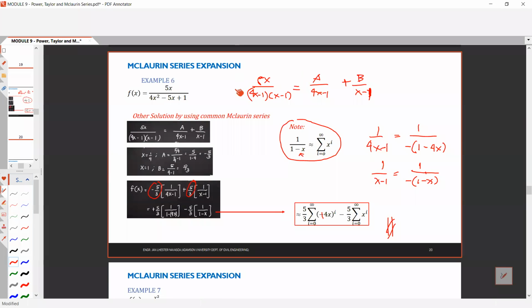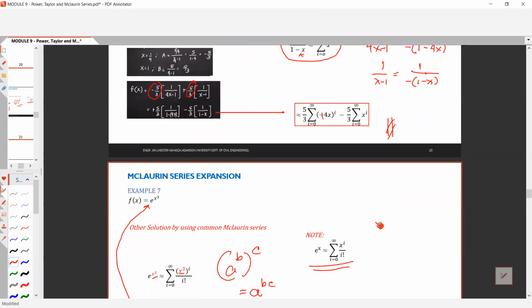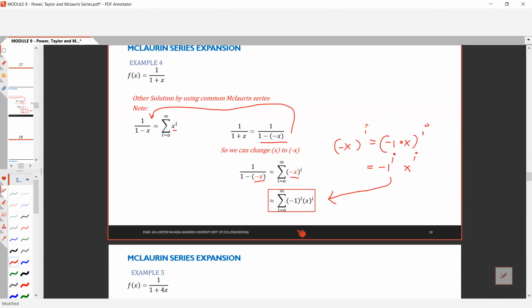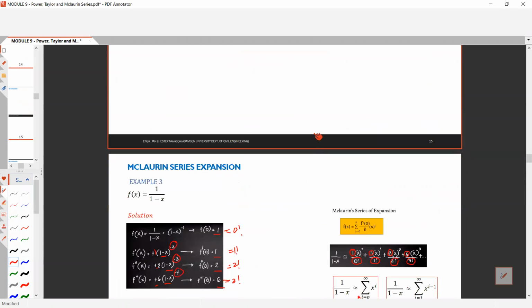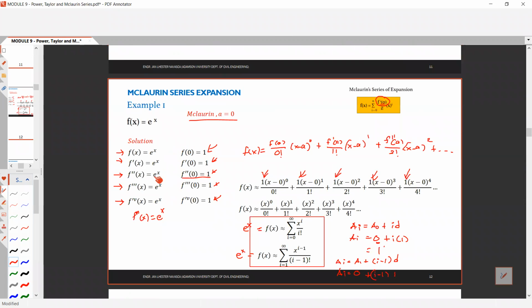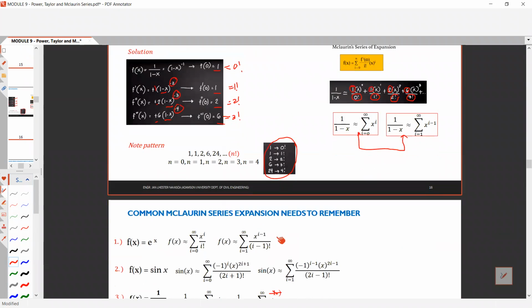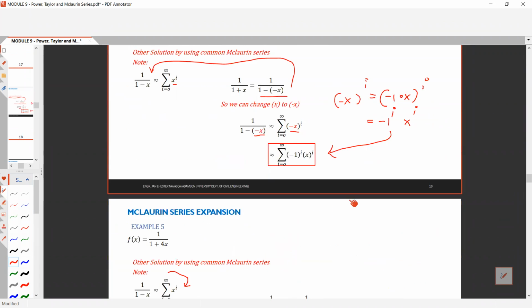Okay. So the question is, paano kung hindi mo maihawig dun sa common Maclaurin series? So the solution will be going to this form, yung magaganto ka. Hahanap ka ng pattern, you will expand, ganyan. Magaganto ka kapag nahihirapan kang i-transform into a common Maclaurin series expansion.